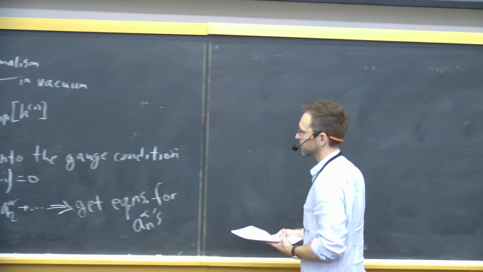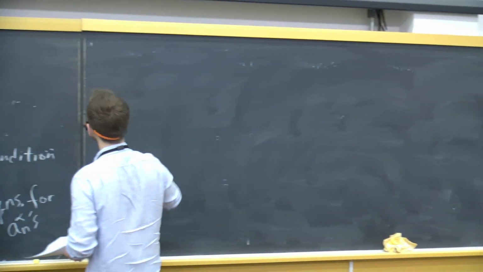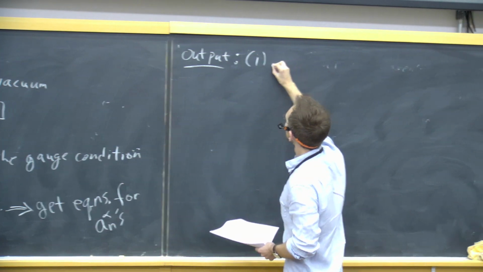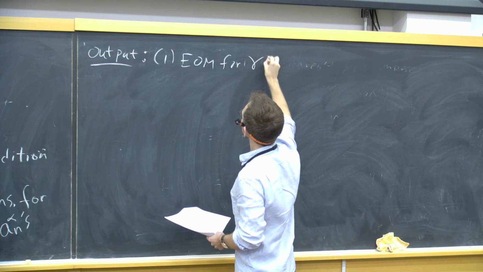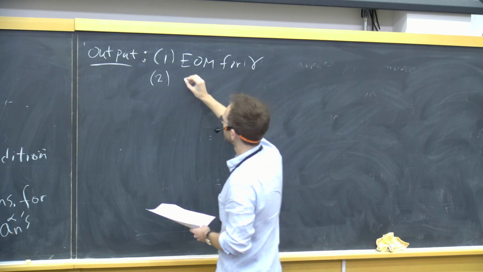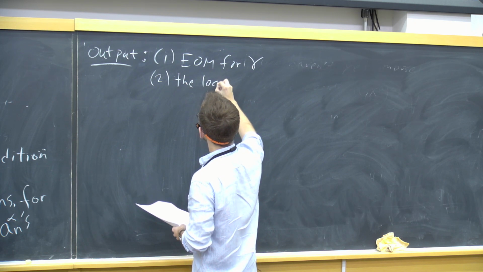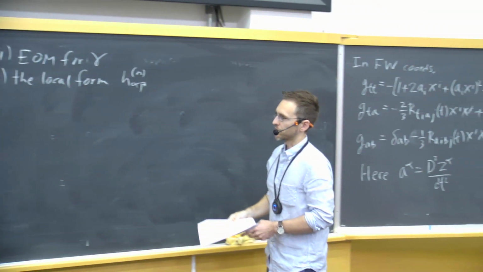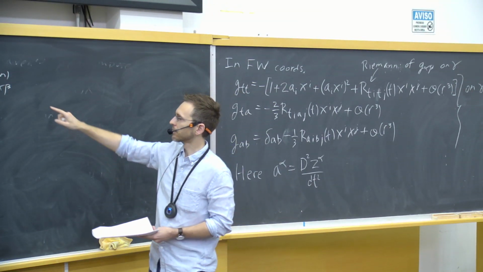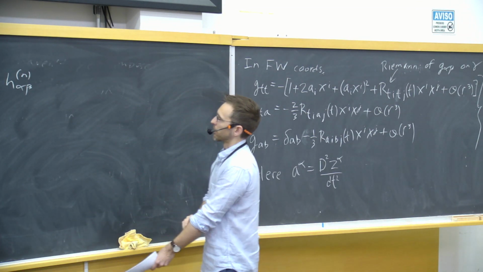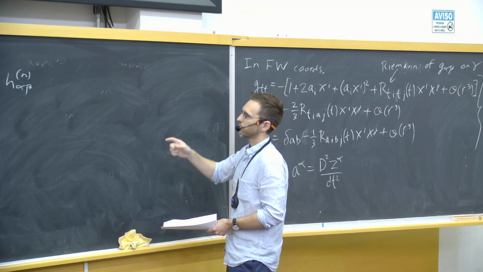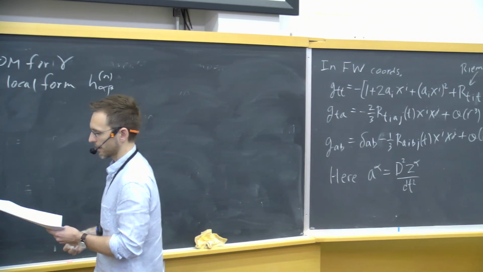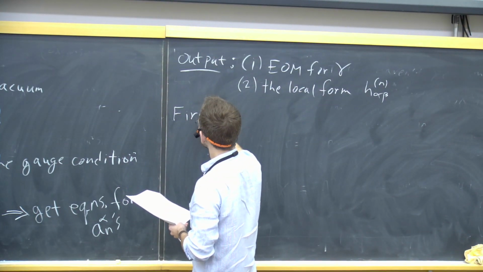Okay. So in addition to the equations of motion, the output of this analysis will be two things. So one is the equation of motion for gamma. The other is the local form of these perturbations, Hn. So just from the matching condition, we had some constraints on the local form. We knew that Hn had to have the rough behavior of 1 over r to the n plus 1 over r to the n minus 1 and so forth. But solving the field equations will restrict that further. And then we will make use of this result in the next lecture. Okay. So we want to get these two things.